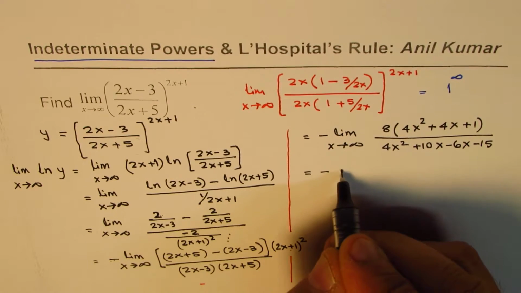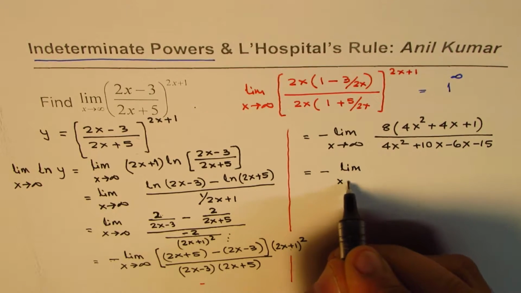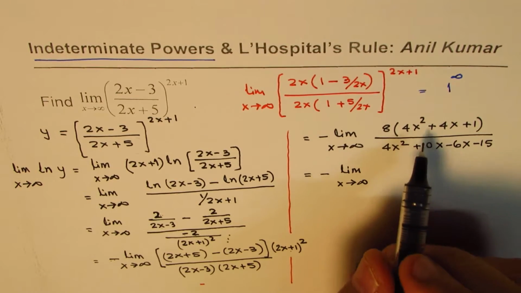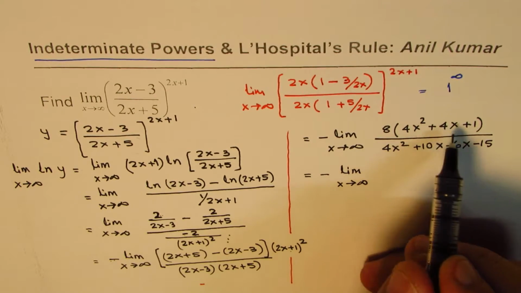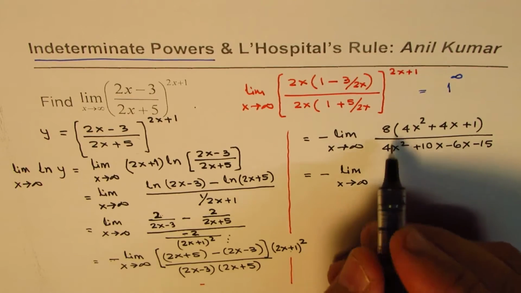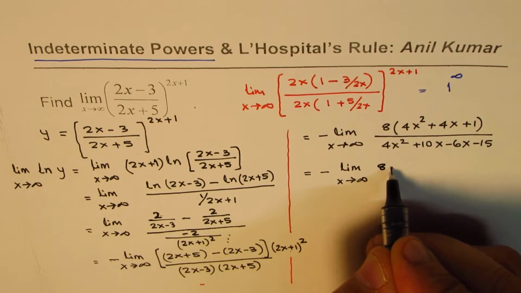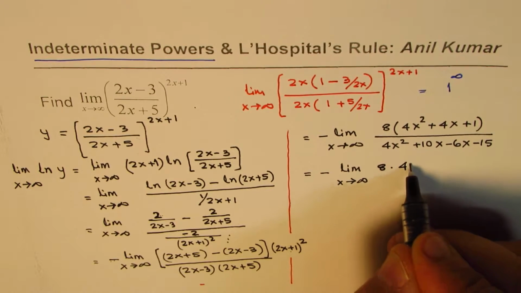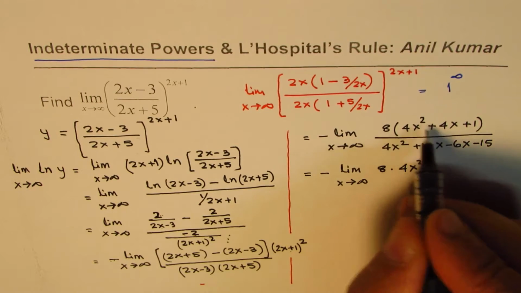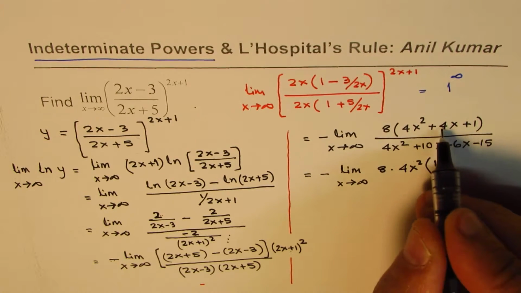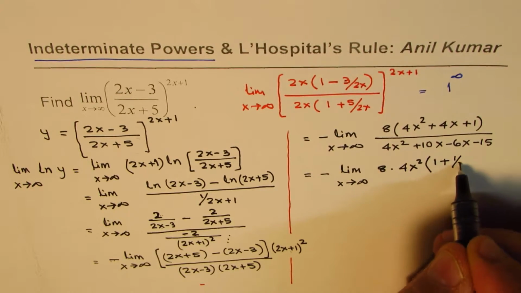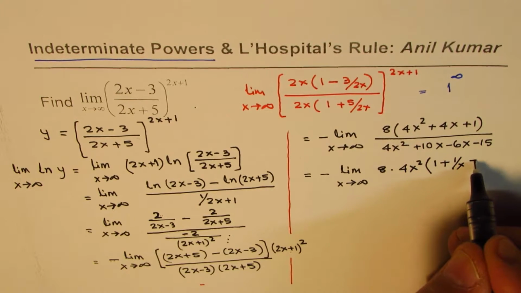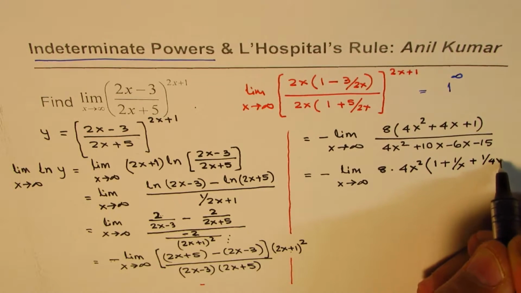Now we can write this as limit x approaches infinity. We can take 4x squared common. So we write 8 times 4x squared common. So we get 1 plus, if you divide by 4x squared, you get 1 over x. And if you divide this by 4x squared, you get 1 over 4x squared.